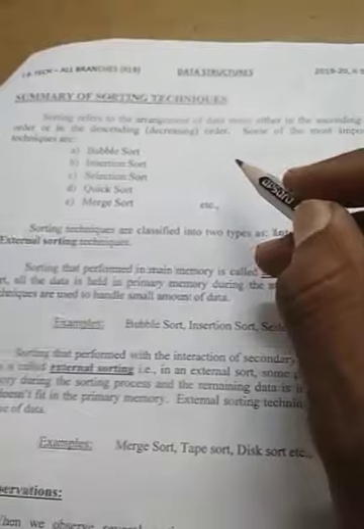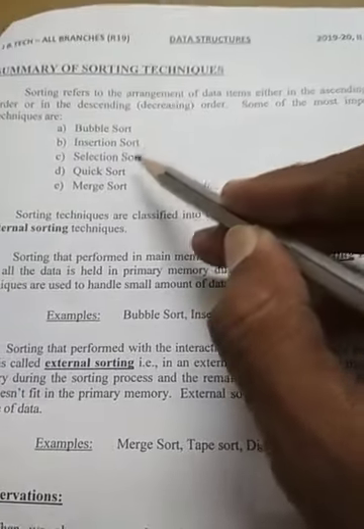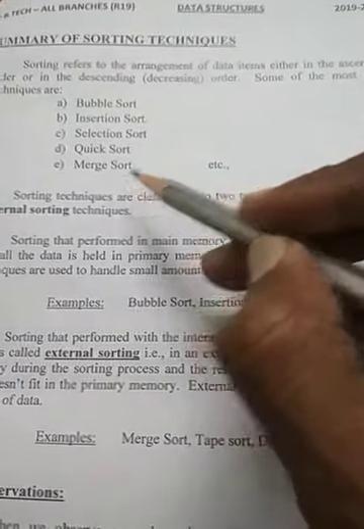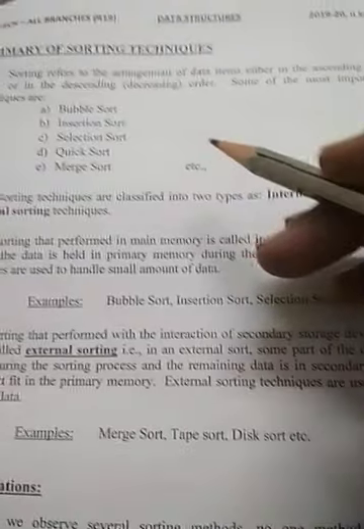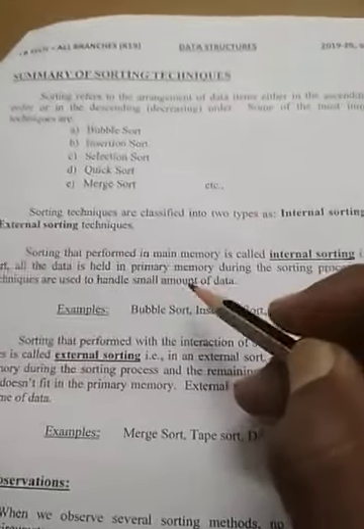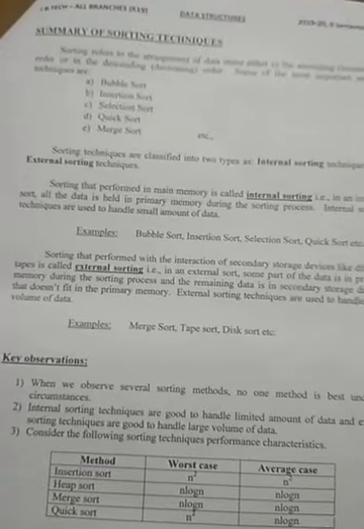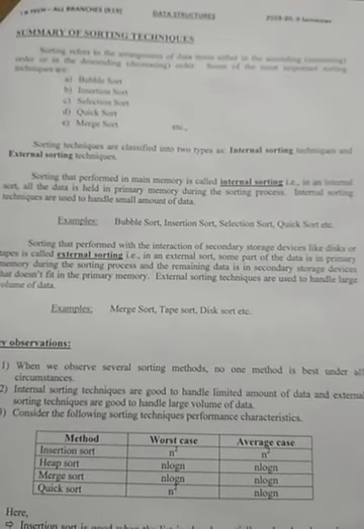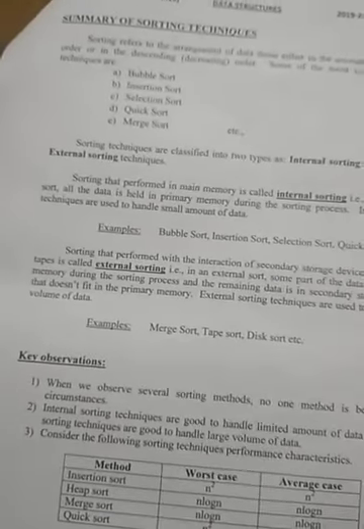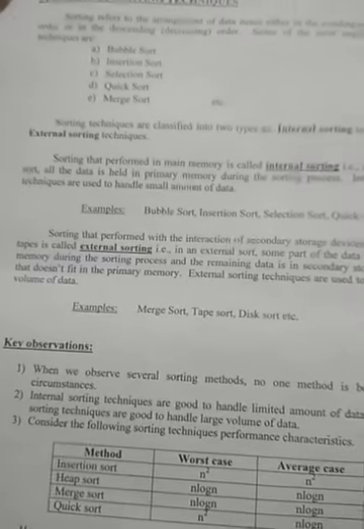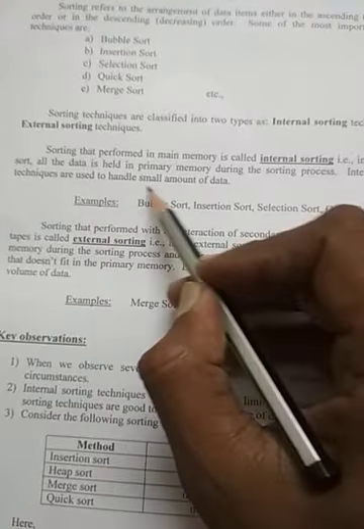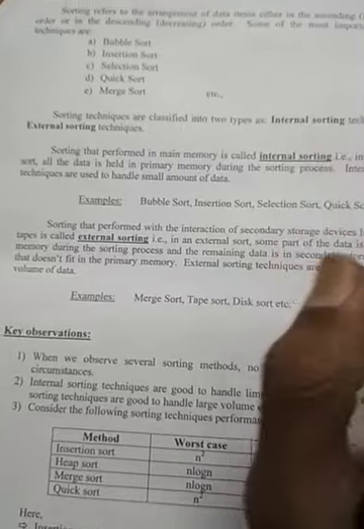Some of the most important sorting techniques we had seen were bubble sort, insertion sort, selection sort, quick sort, merge sort, etc. But basically, sorting techniques are classified into two types: internal sorting techniques and external sorting techniques. We know that internal sorting procedures are the procedures that are used on the data values present in internal memory or the primary memory. Internal sorting techniques are used to handle a small amount of data.